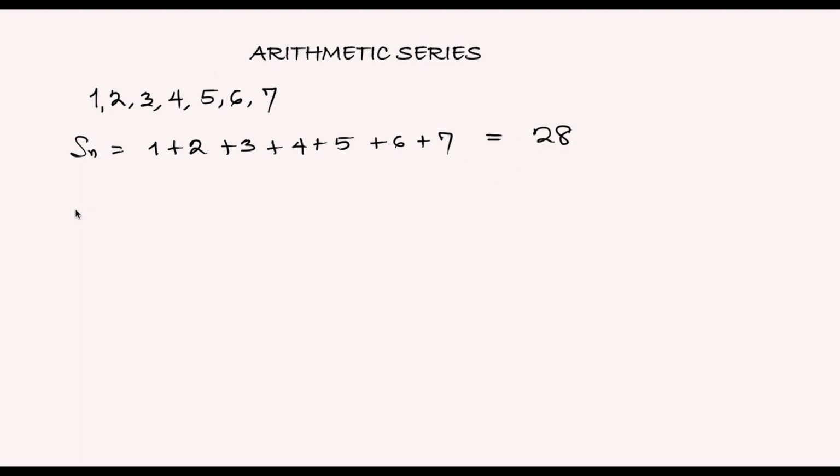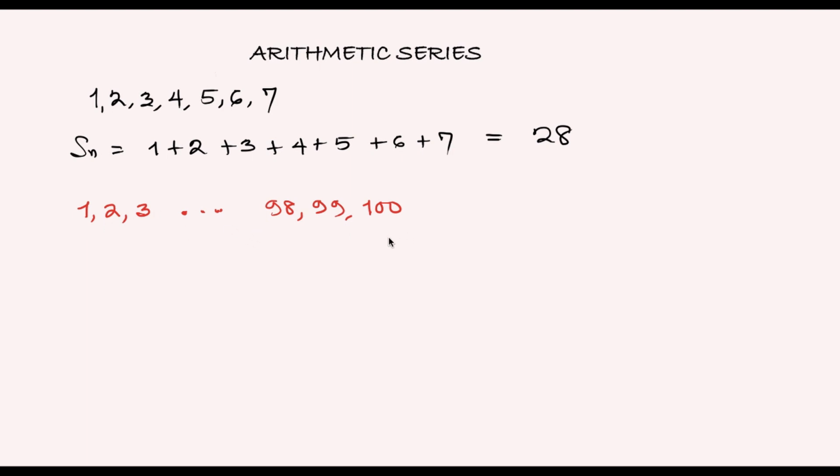But what if we had a longer sequence, such as 1, 2, 3, up until 98, 99, 100? Now, what if our sequence had 100 terms in it? We would not be able to efficiently add up all these numbers quickly and without making an error. There has to be a way to calculate this arithmetic series without going through that long process of adding everything together.